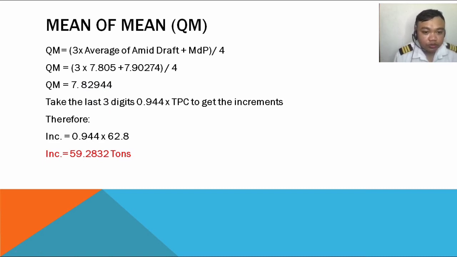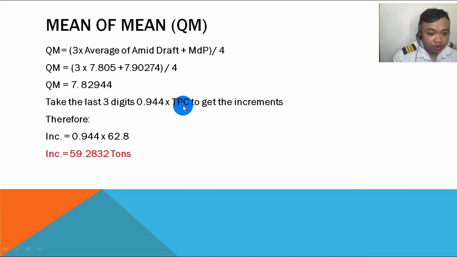So that would be 0.944 times the given TPC, or the TPC which we have obtained in our stability booklet. So in this example, we have already the TPC, which is 62.8. But just in case you are asked where you got the TPC, it is achieved through the reading in the stability booklet. So in our stability booklet, we have the draft 7.82 and the equivalent TPC.